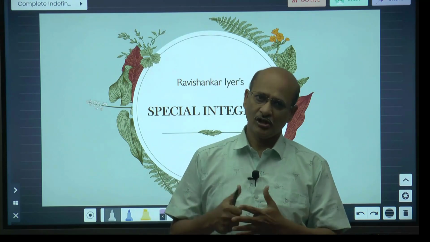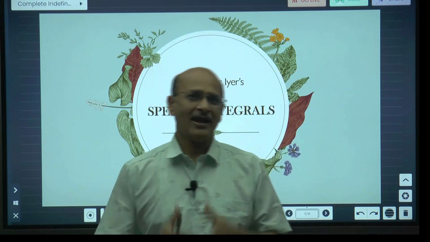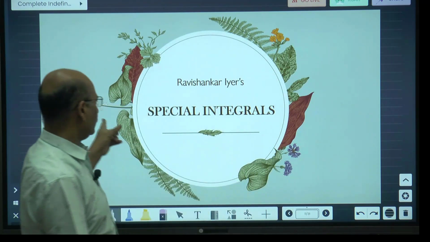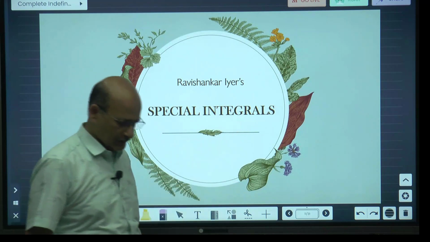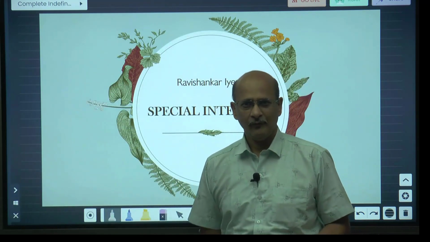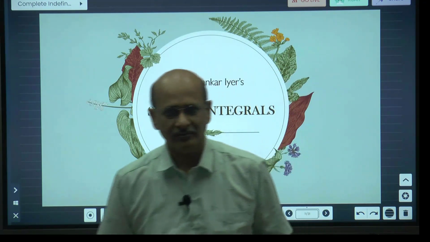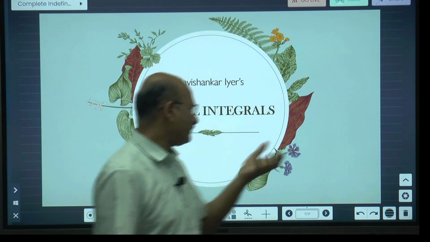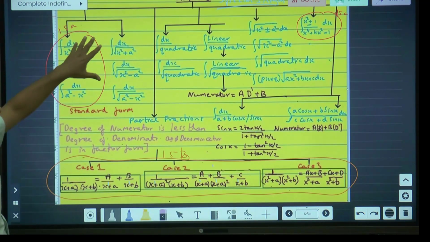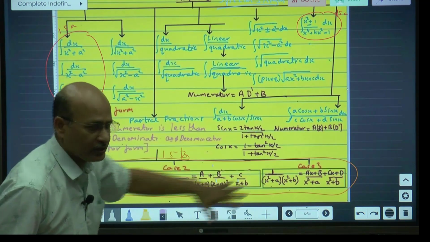Now let us start our journey to the next and last leg of indefinite integration. We are looking at special integrals. The beauty of this topic is that it is very easy to understand. If the sum is given in specific forms, for example, this is chart B which talks about special integrals.